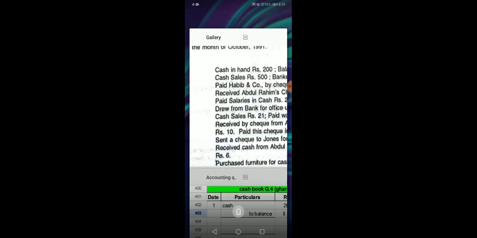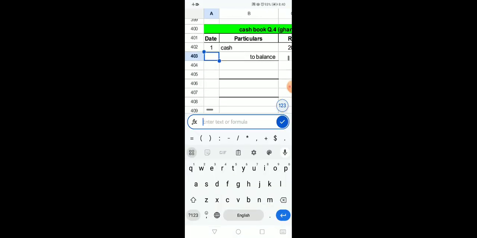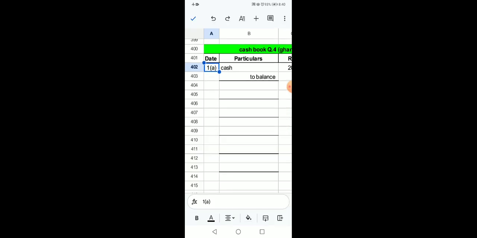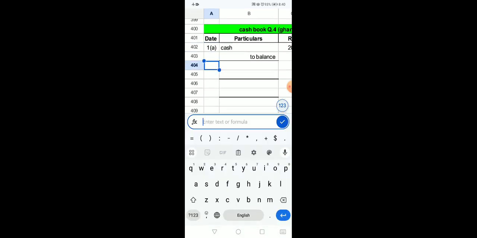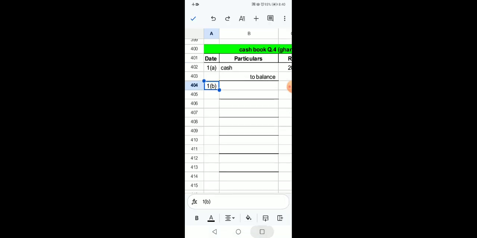There are two different transactions on the first date, so you can mention the date over here by yourself. It is not given in the book, just to distinguish the two parts. So you will do 1A, and for the second part of the first date you may write 1B, just to distinguish it from the first part. The first half was cash in hand, and the second half is saying bank balance overdrawn.